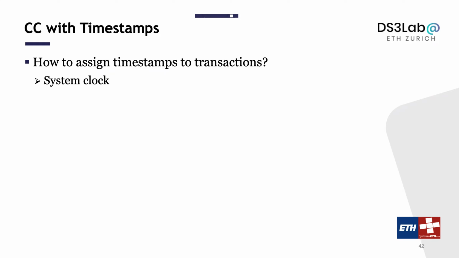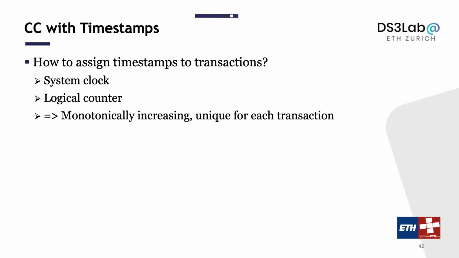And for the next transaction being submitted, I give you a different timestamp. You can also have some logical counter. So this is the 20th transaction, that's the 21st transaction. I can also use that as a timestamp. As long as it's monotonically increasing and unique for each transaction, I'm happy, okay? So every single transaction has a timestamp.